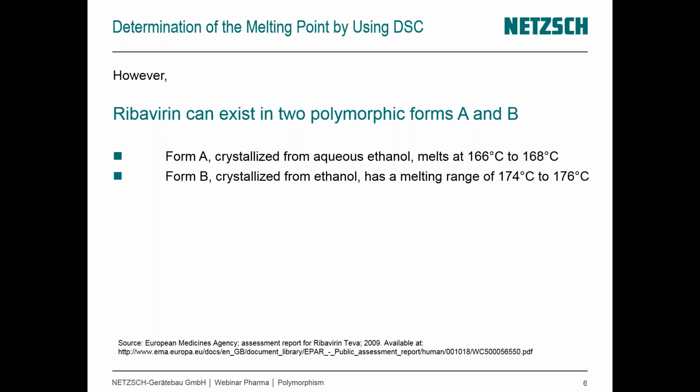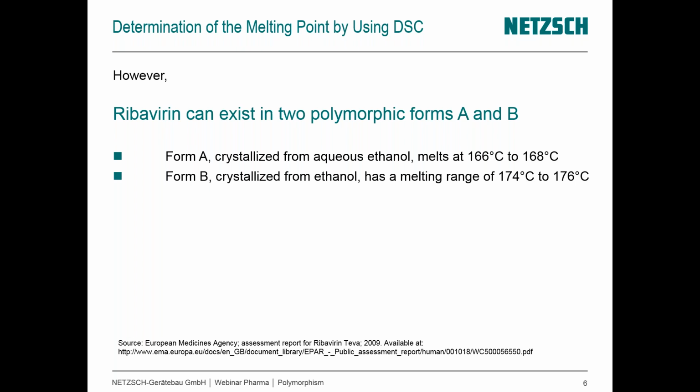But let's look into a little bit more complex examples. This particular compound can exist as two different polymorphic forms, A and B. And as I mentioned, we're looking at polymorphs using DSC. So we'll be defining polymorphs and looking more into DSC throughout the course of this webinar. So how do we get these different forms of this same material?